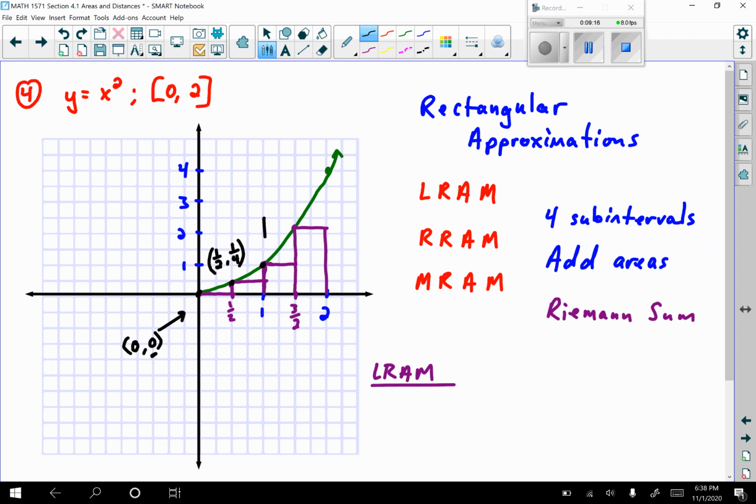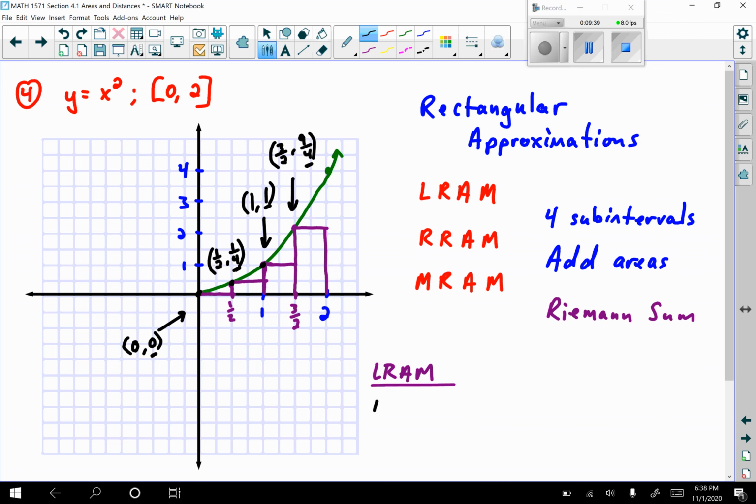This point right here is the ordered pair (1, 1). If I square 1, I get 1. Right here, if I square 3/2, I'm actually at 9/4. So if you do notice, I'm a little bit above the 2. So 0 is the height of the first rectangle, 1/4 is the height of my second rectangle, 1 is the height of my third rectangle, and 9/4 is the height of my fourth rectangle.